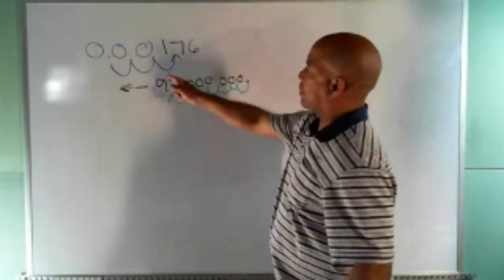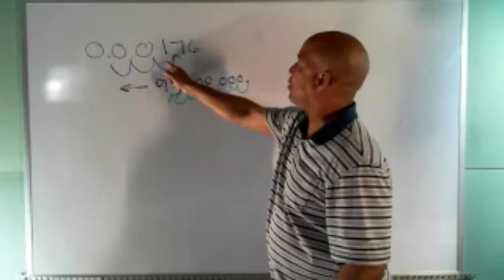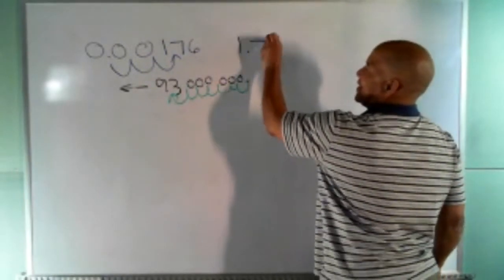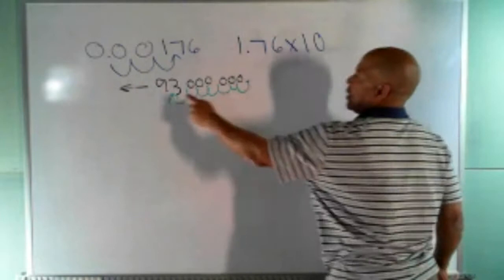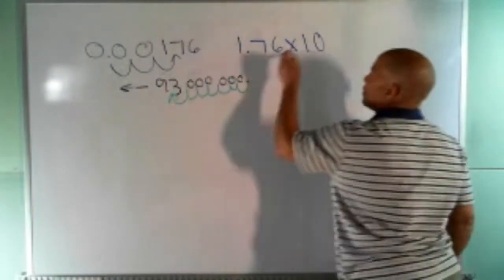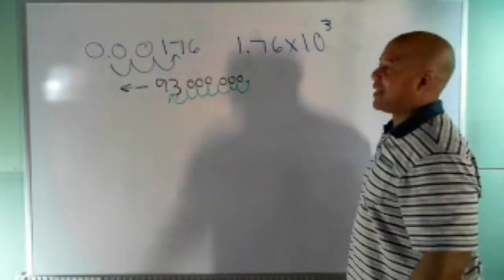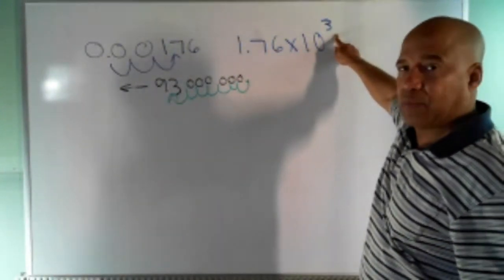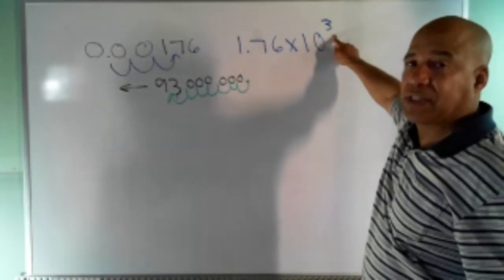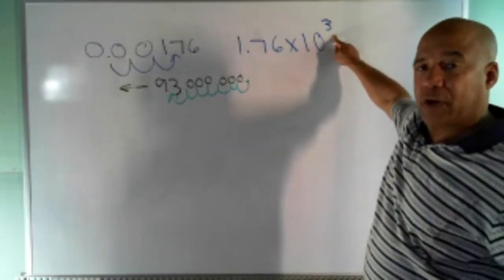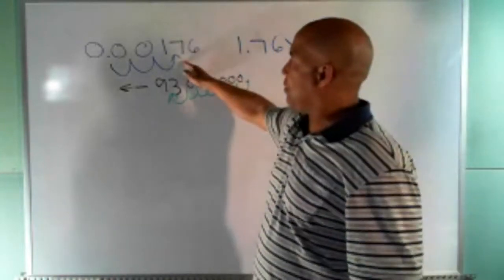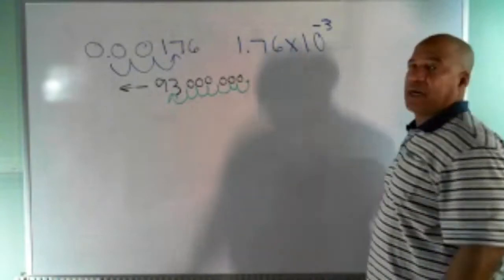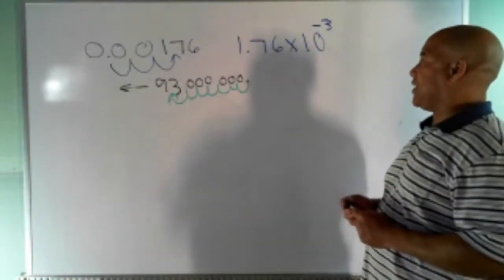So I got one place to the left of the decimal between 1 and 9 inclusive. So I want to write it as 1.76 times 10 to the... I had to move it 1, 2, 3 places. So that's a 3. But I'm not done yet. I got to say, all right, is that positive or negative? That exponent, if the original number is bigger than 1, I leave it as a positive. If the original number is between 0 and 1, I write it as a negative. This number is a decimal number between 0 and 1, so I got to write that as a negative number, and then I'm done. So scientific notation is pretty simple to do.